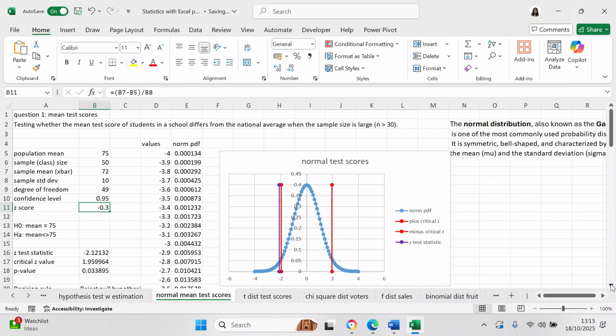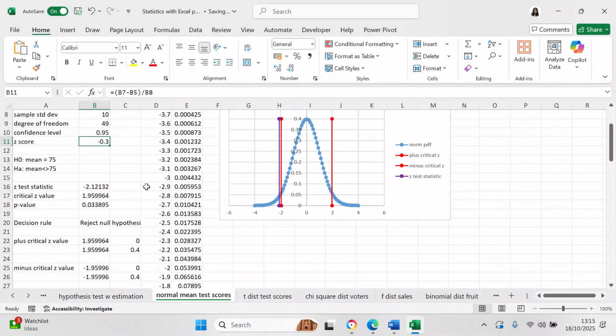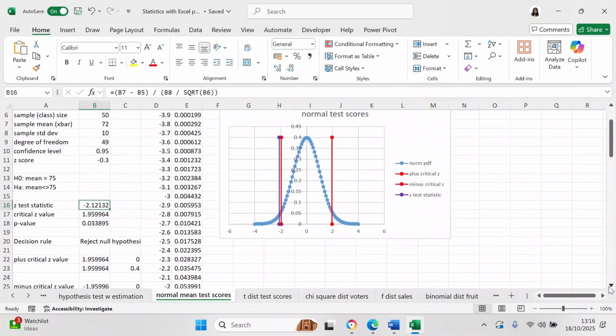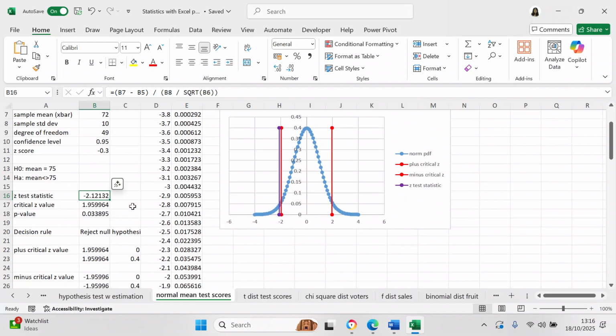And so we check our z statistic. It's B7 minus B5, and so that is the population mean minus the sample mean divided by the sample standard deviation divided by the square root of the sample size, being 50. And so that's a negative 2.12.